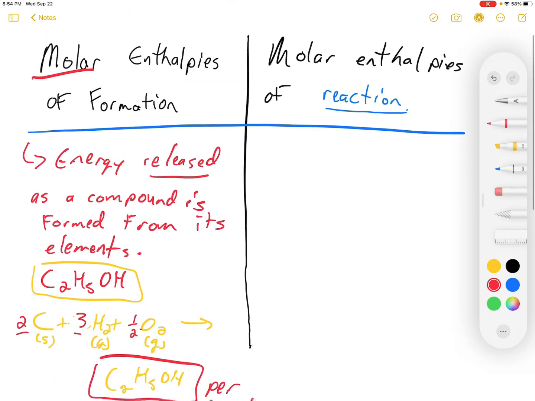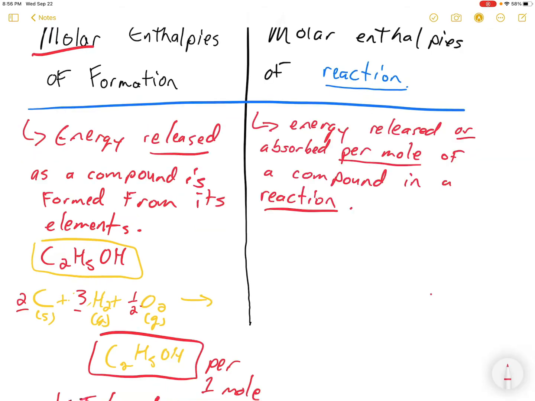Now, the enthalpies of reaction are really any compound that is involved in a chemical reaction, and it's not necessarily formed from its elements. So if I take C2H5OH, for example, and so remember, this is the energy released or absorbed per mole of a compound in a reaction. It could be in a reaction. So let's say I take ethanol over here.